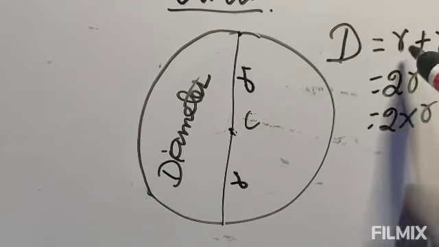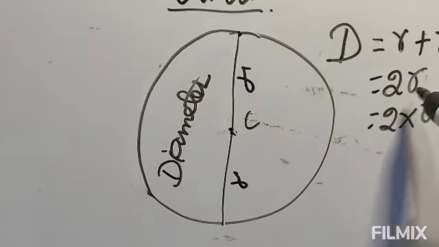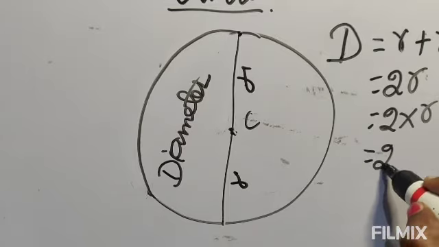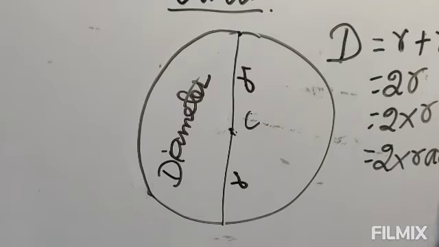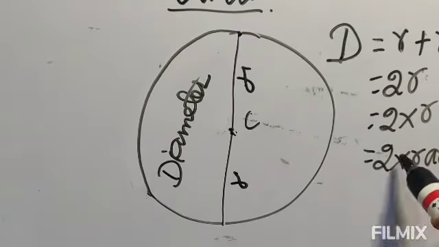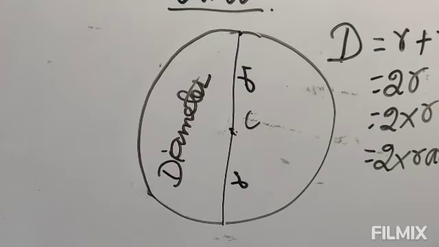All of this is the same. When we write in addition, we write it this way. When we write in algebra, we write it this way. When we write in multiplication, we write it this way. So 2 into radius. All are the same. This is in addition, this is in algebra, this is in multiplication. I have just given the spelling, that's all. So diameter is 2 into radius.